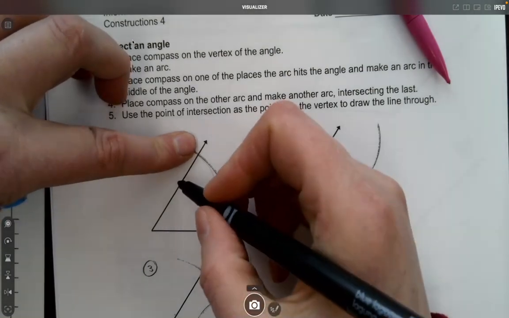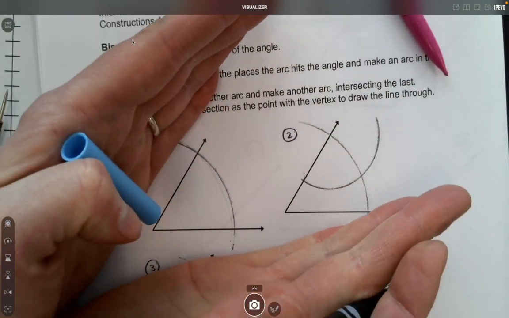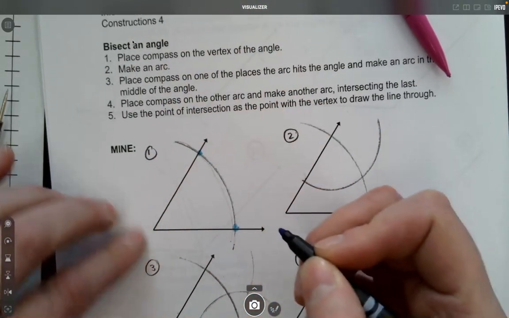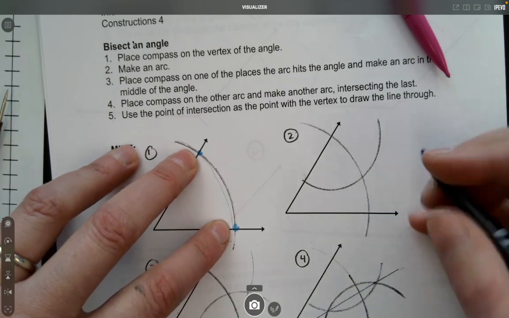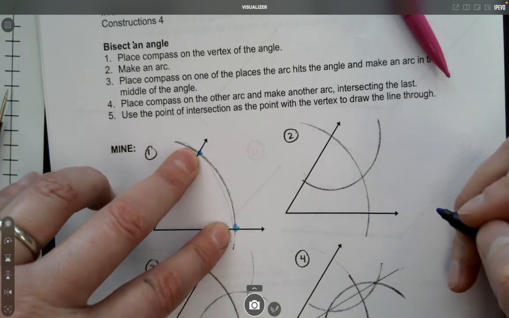So remember, an angle is how wide something's open, right? So it's how wide this is open here. That's my angle. So the part I'm bisecting is between here and here. So between those 2 points, I'm going to do that perpendicular bisector construction that we keep calling the fish.